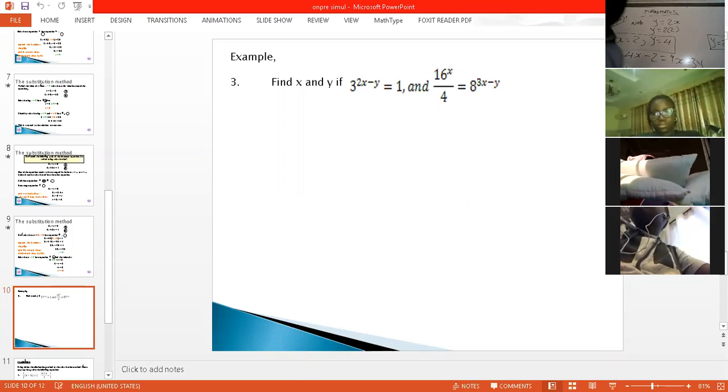How did I come about the answer? Now, check the question again. Find x and y, if 3 to the power of 2x minus y equals 1, and the other one. Okay. I said earlier, consider the first equation.